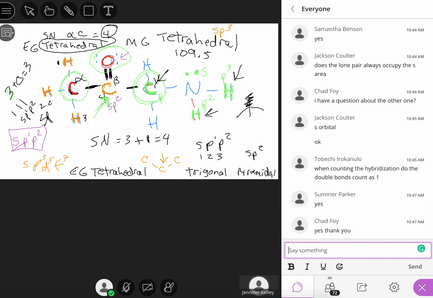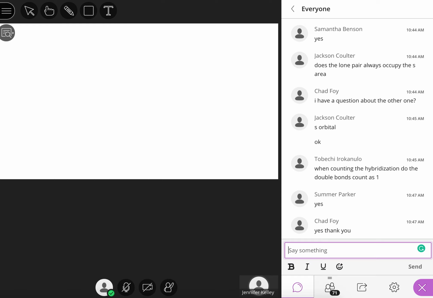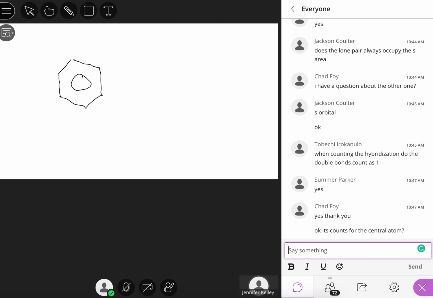Yeah. Okay. All right. Because it would be tempting to try to add in the lone pair on the oxygen, but the lone pair on the oxygen belongs to just the oxygen. They don't have anything to do with the carbon when you're looking at hybridization. All right. So let's say they give you something like that. Yeah, so we're just looking at the central atom.